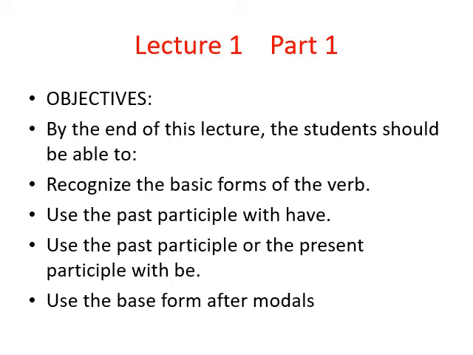طيب تاني حاجة, use the past participle with have. Once I have the past participle, then that means I must use have. Use the past participle or the present participle with be. لو أنا عندي verb to be يبقى لازم هيجي وراه يا إما ال past participle يا إما ال present participle. وإحنا عرفنا في term 1 إن ال present participle is the ing form of the verb.